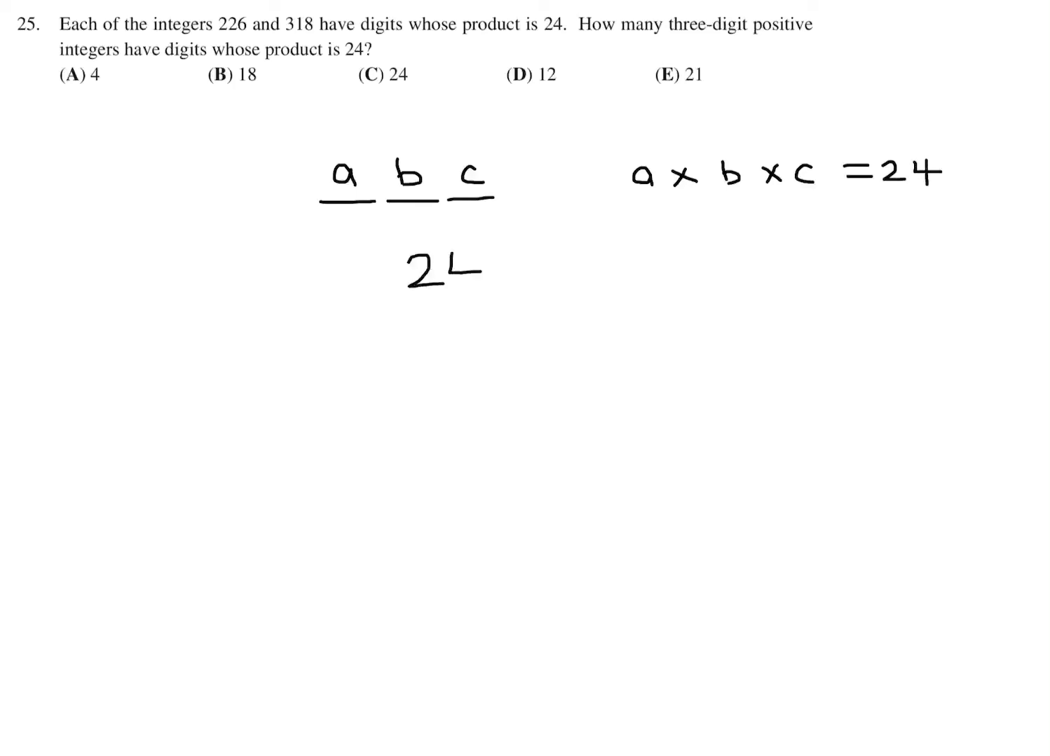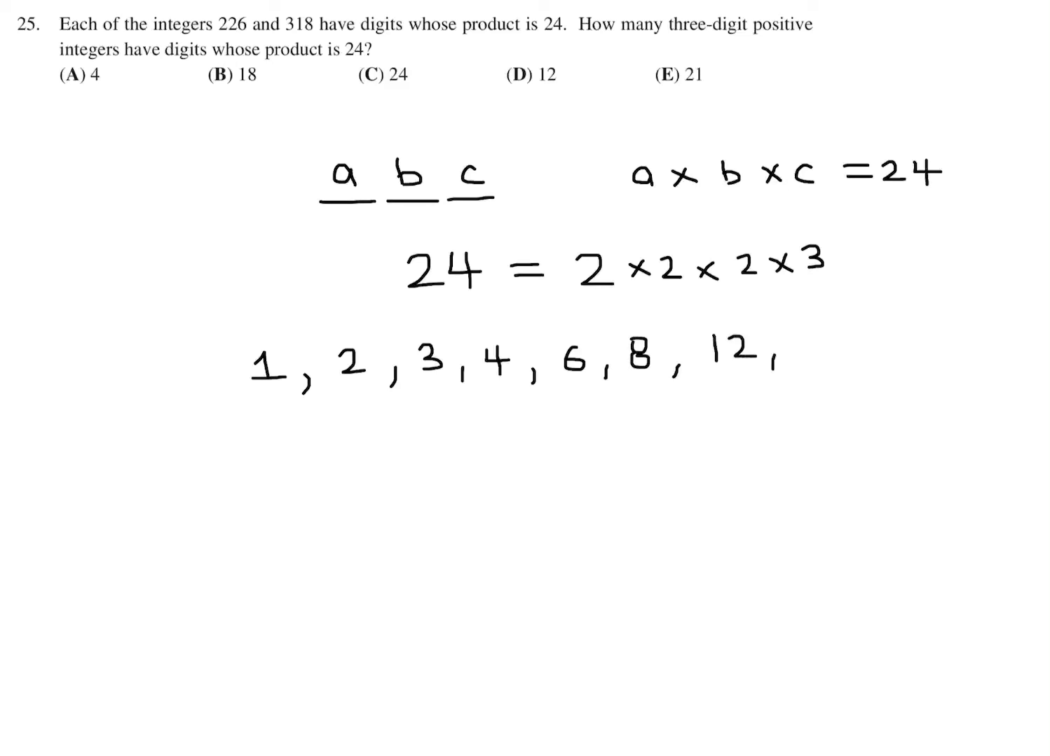Well, 24, that number itself, we want to break it down to its prime factors. So it's 2 times 2 times 2 times 3. So its factors are 1. 1 goes into it, of course. But 1 is not a prime factor, but it is a factor. 2, 3, 4, 6, 8, 12, and 24. These are the numbers that divide into 24.